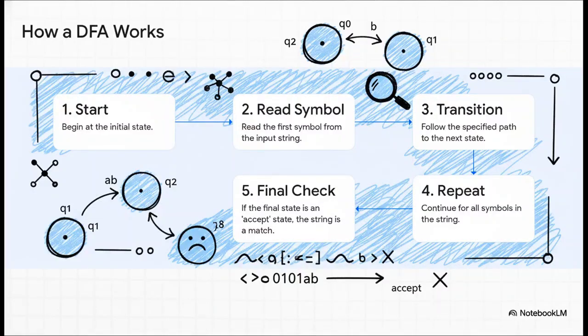Here's how it all plays out. The machine is sitting at its starting station. It reads the first letter of our string, that's the signal. That signal tells it exactly which track to take to the next station. Then it reads the next letter and moves to the next station, and so on. If, after the very last letter, the train is sitting in a special accept station, then hey, the string is a match. If it ends up anywhere else, nope, it's rejected. Simple, super efficient, and perfectly predictable.